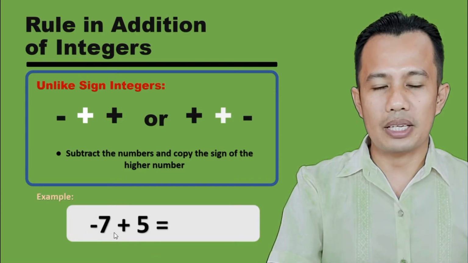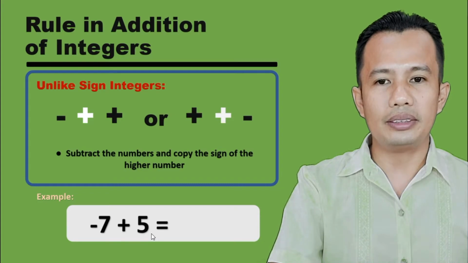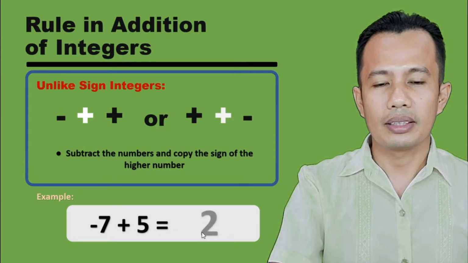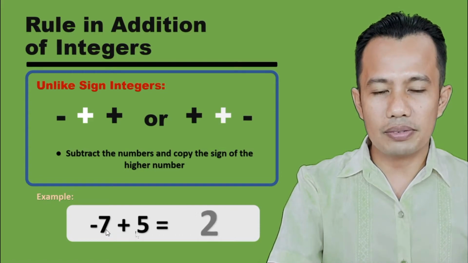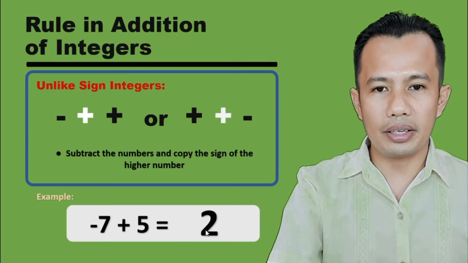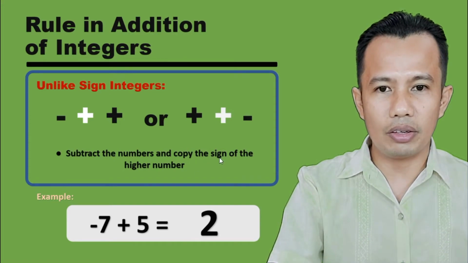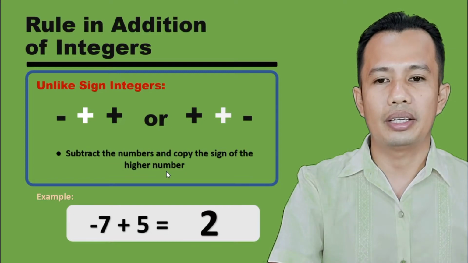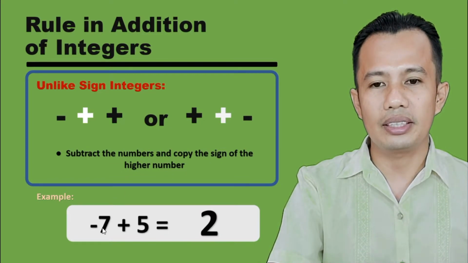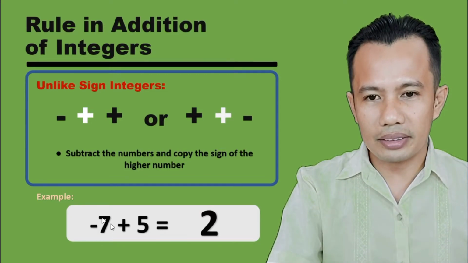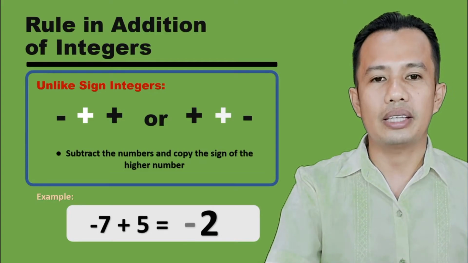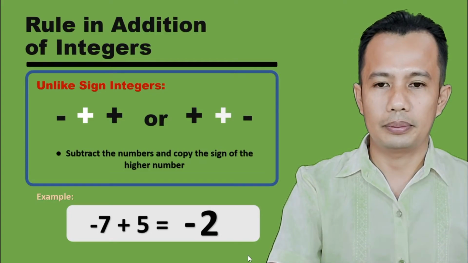Negative 7 plus 5. The first step is to subtract the numbers. 7 minus 5 is equal to 2. The next step is to copy the sign of the higher number. The higher number between 7 and 5 is 7, and the sign of 7 is negative. So the answer should be negative 2.